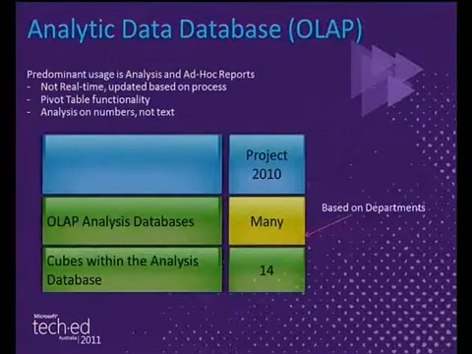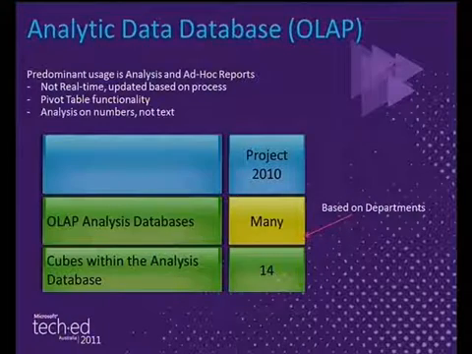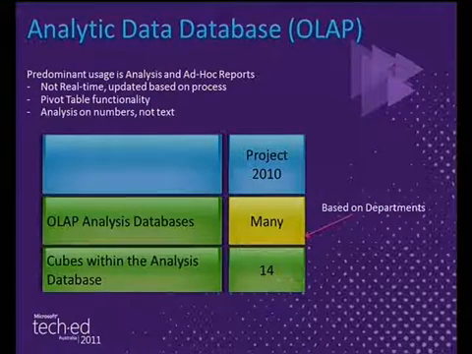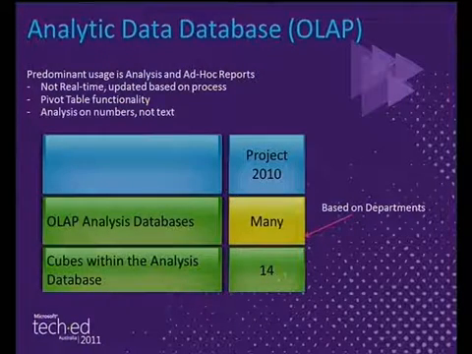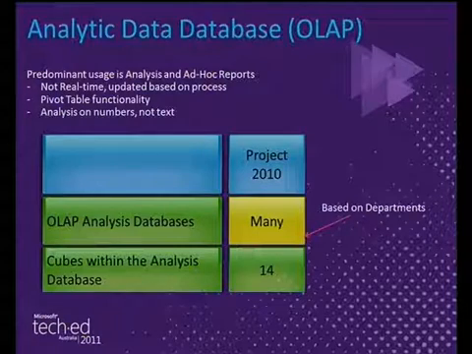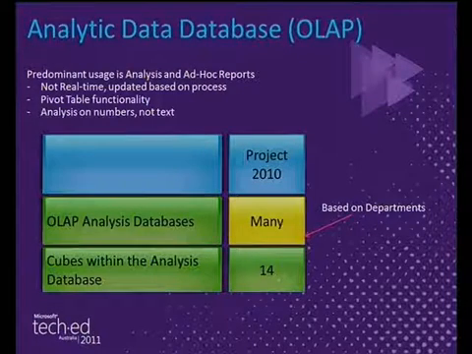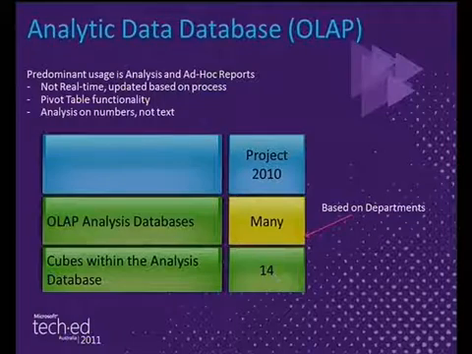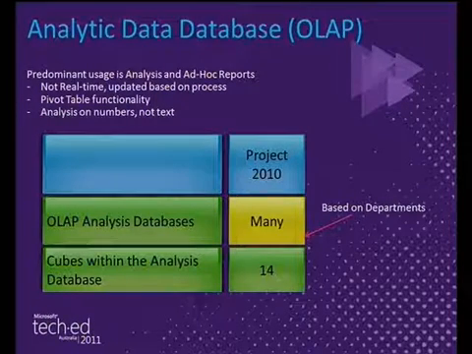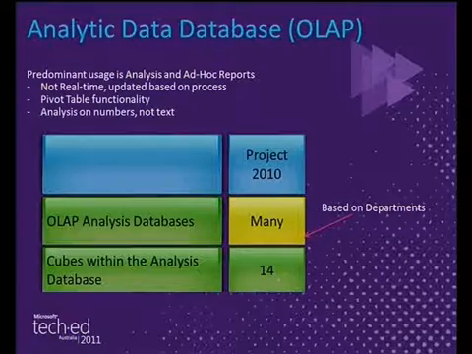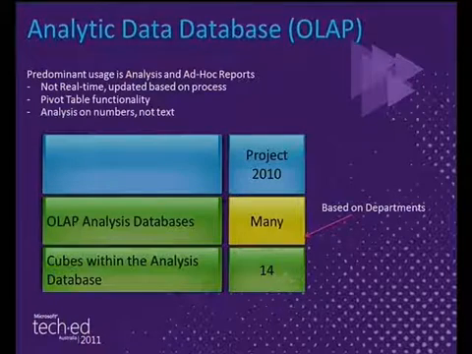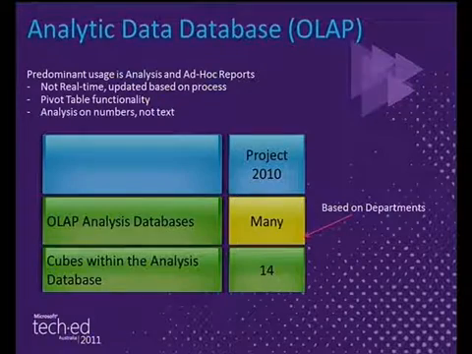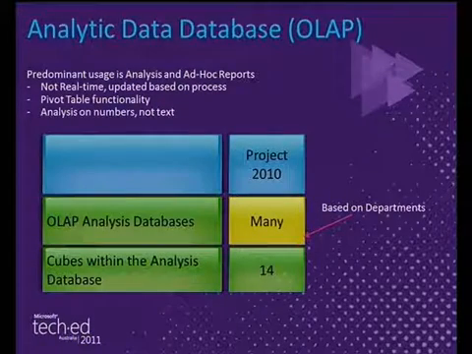On the other hand, we have, of course, the analytical database, or OLAP cubes, as we like to call them. Project Server gives you 14 of these OLAP cubes out of the box, and potentially 14 per different department. So if you work for a large organization that has different departments, and these departments need departmental specific reporting, Project Server actually takes care of that from a data source point of view. So these are the two data sources that we need to fully understand in order to create our reports and our dashboards.